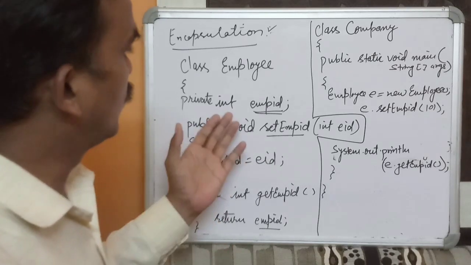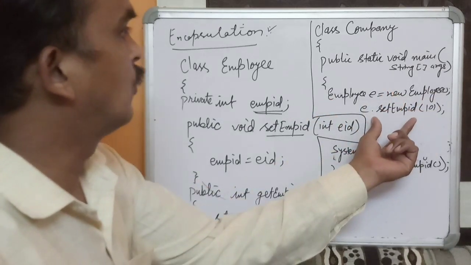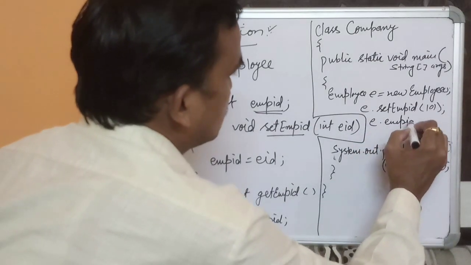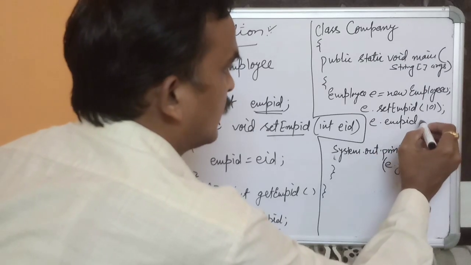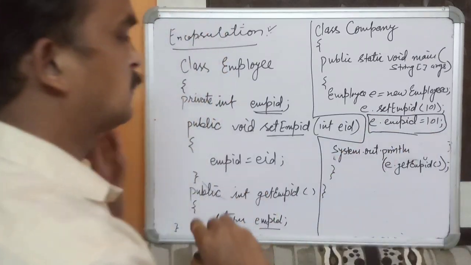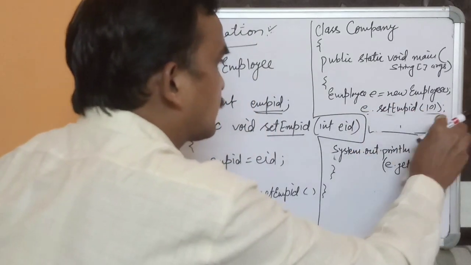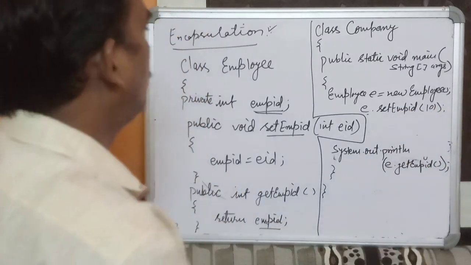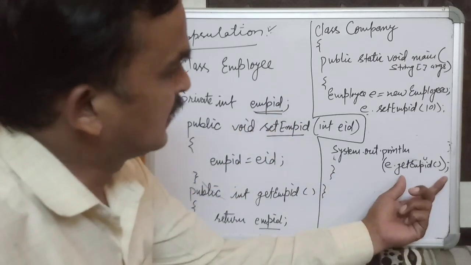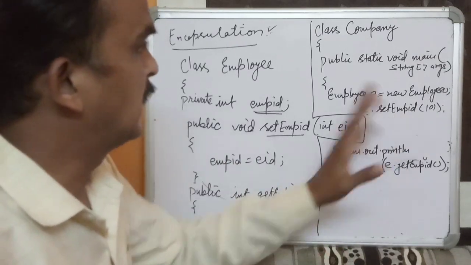Normally we can also display the value by creating the object and simply calling the reference variable, like e dot employee id equals 101. Like this we can also display the value, but that is not a secure method. That is not a good process. That's why we use the methods of encapsulation, in which our data is secure. So by using the method, we are providing the value for the display.